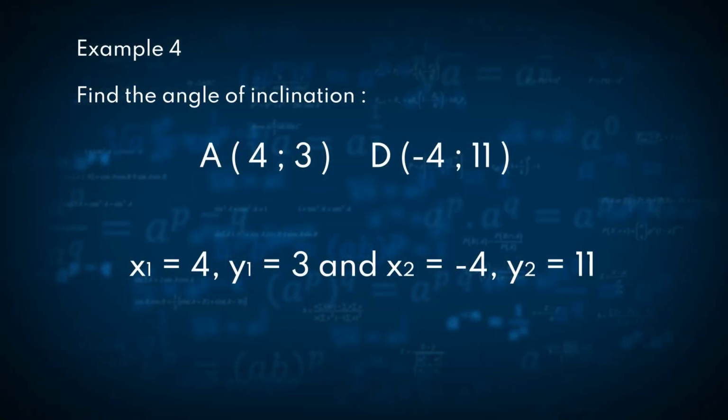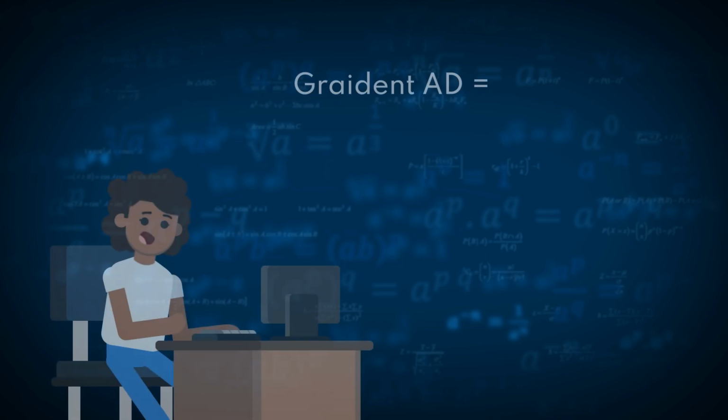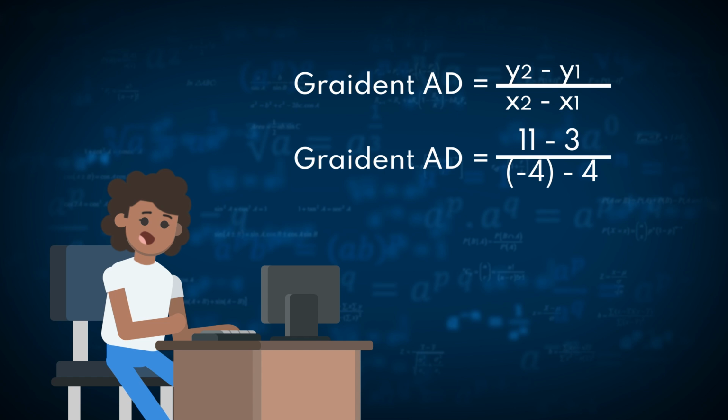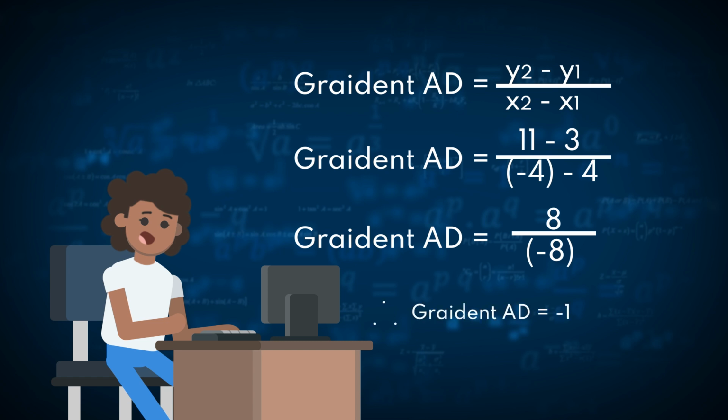Before calculations, we have to align the values. x1 equals 4, y1 equals 3, and x2 equals -4, y2 equals 11. Gradient AD equals (y2 minus y1) over (x2 minus x1), and this is gradient AD equals (11 minus 3) over (-4 minus 4), which is 8 over -8. Therefore, the gradient of line AD is -1.